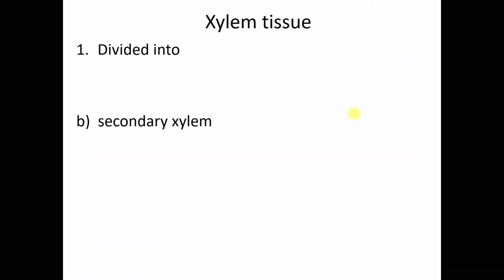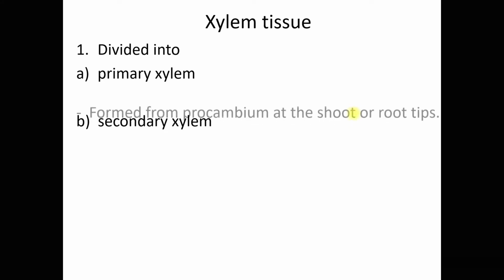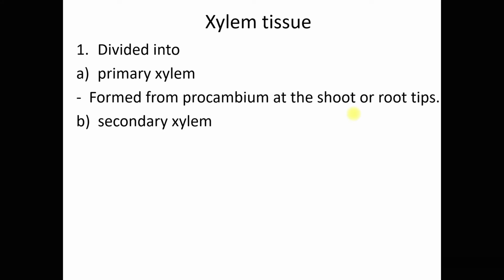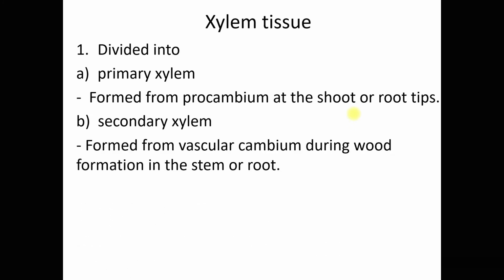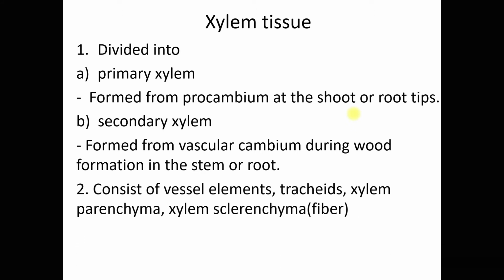Now xylem tissue is divided into primary xylem and secondary xylem. Primary xylem is formed from procambium at the shoot or root tips. Secondary xylem forms from the vascular cambium during wood formation in the stem or root. Now, xylem tissue consists of vessel elements, tracheids, xylem parenchyma, and xylem sclerenchyma or xylem fiber.